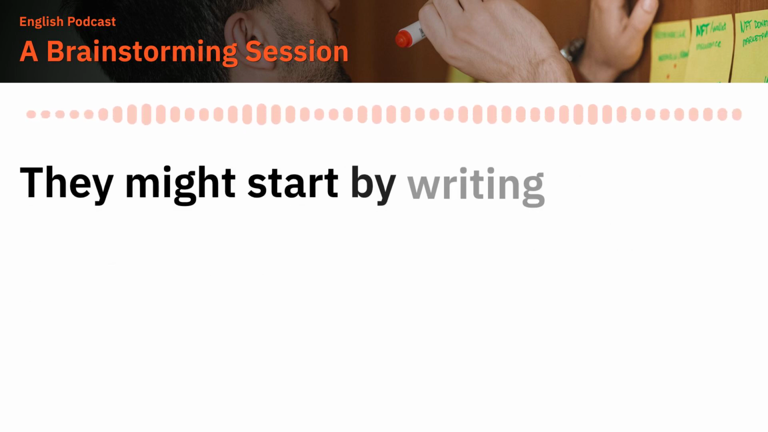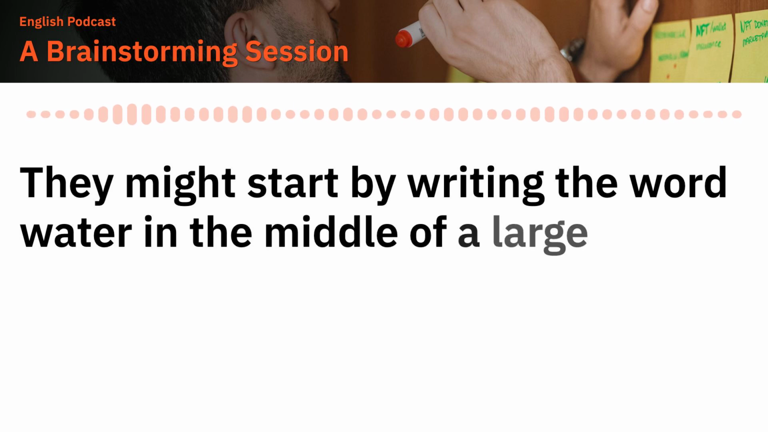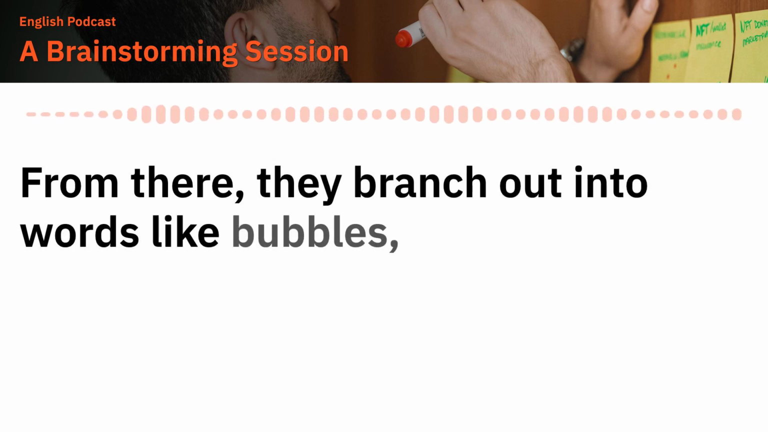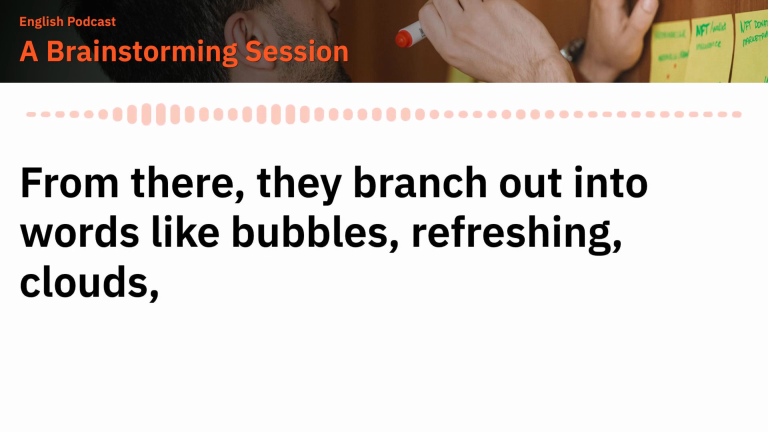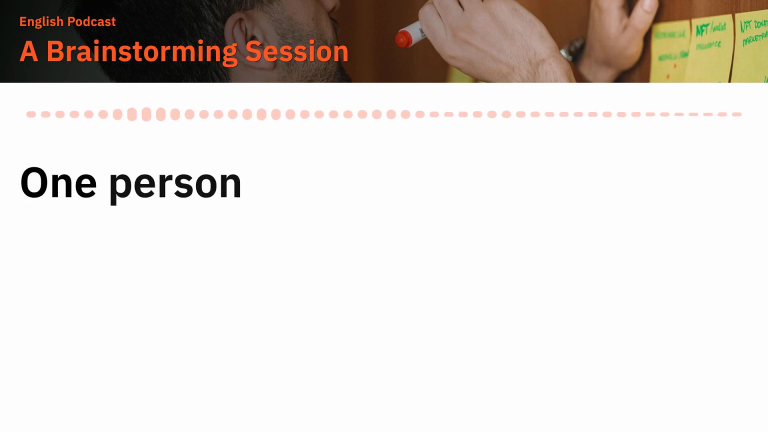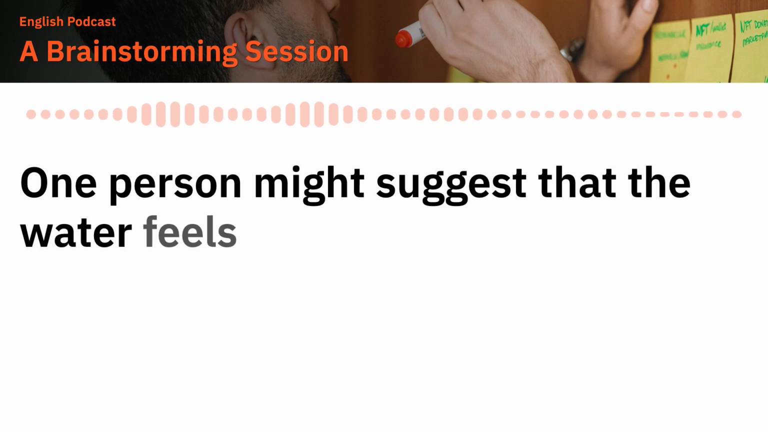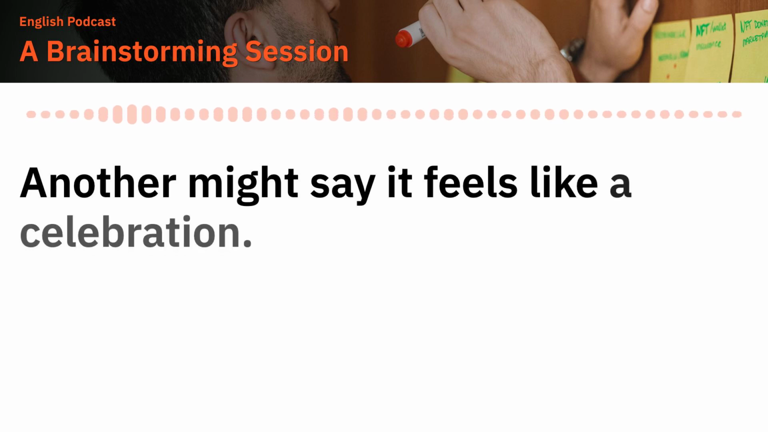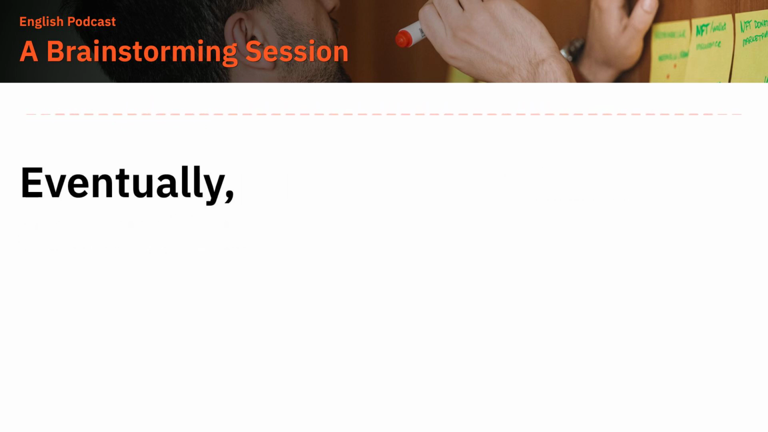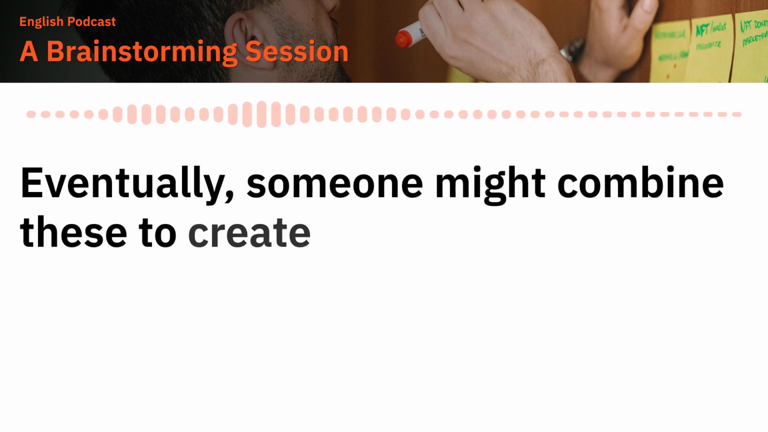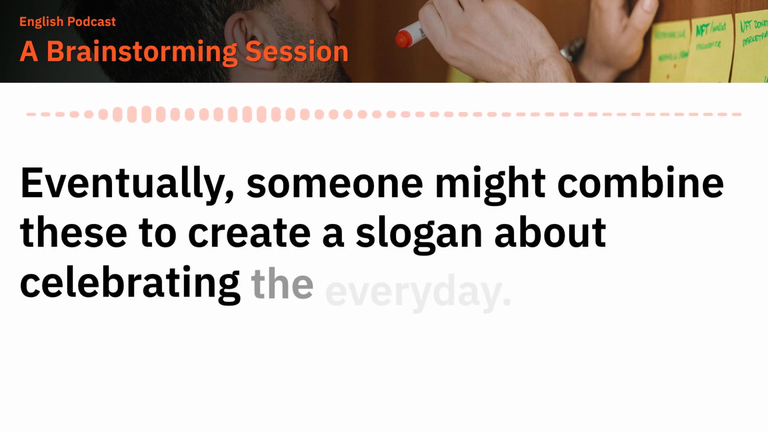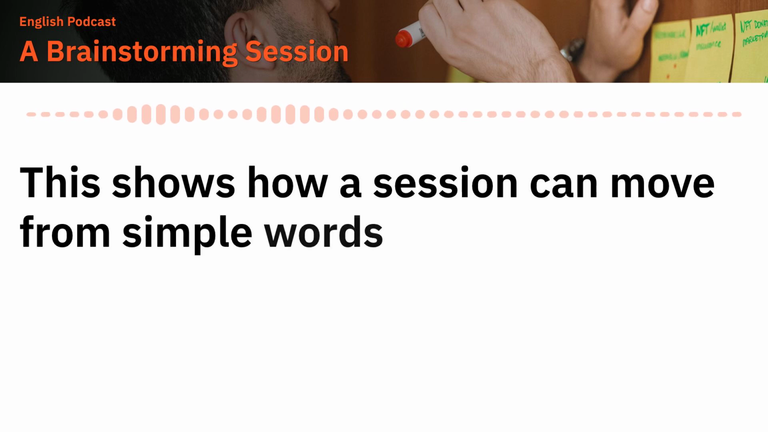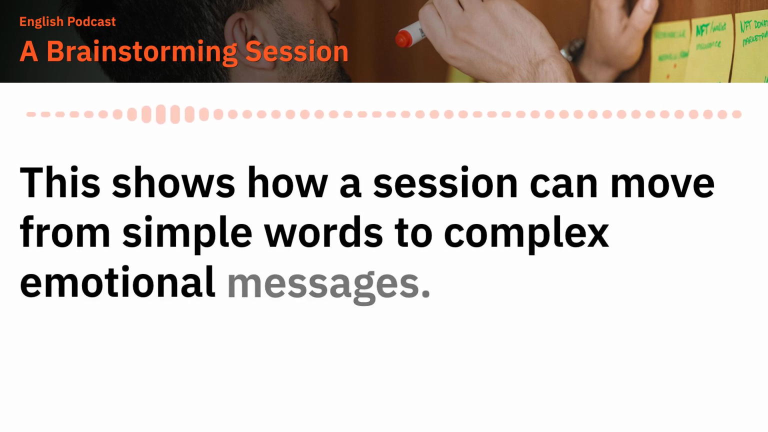They might start by writing the word water in the middle of a large board. From there, they branch out into words like bubbles, refreshing, clouds, and diamonds. One person might suggest that the water feels like stars in your mouth. Another might say it feels like a celebration. Eventually, someone might combine these to create a slogan about celebrating the everyday. This shows how a session can move from simple words to complex emotional messages.